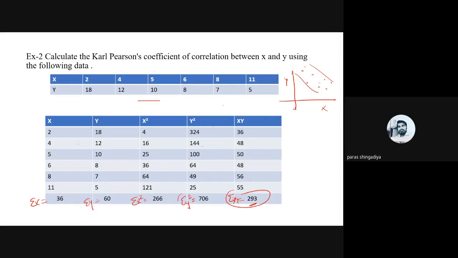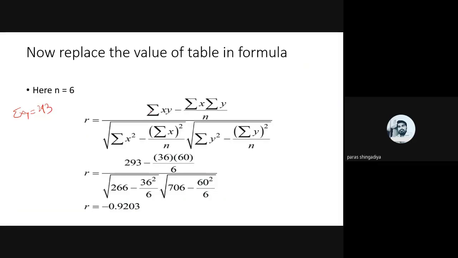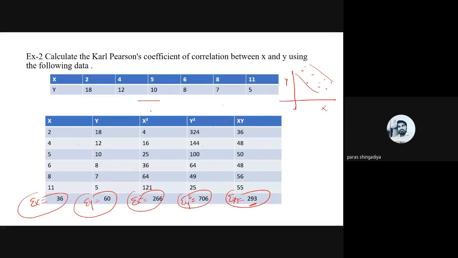Then sigma y square is 706, sigma x square is 266, sigma y is 60 and sigma x is 36. All these values have to be replaced in the formula. And what is the value of n here? How many data are given? 6 pairs of x and y are given: 2 18, 4 12, 5 10, 6 8, 8 7, 11 5. So 6 data are given there, so n is equal to 6.